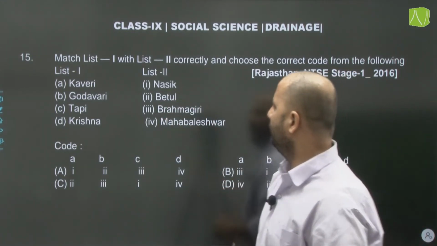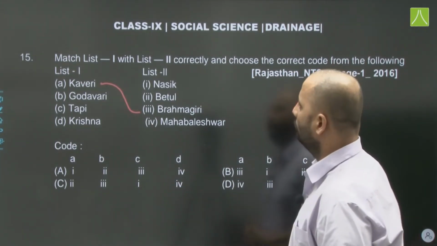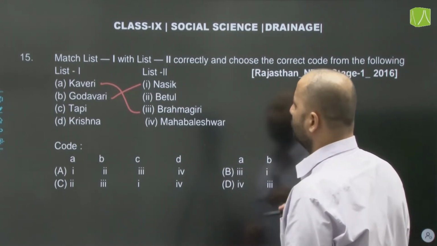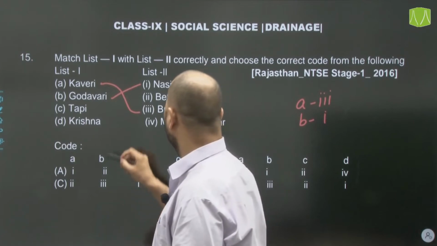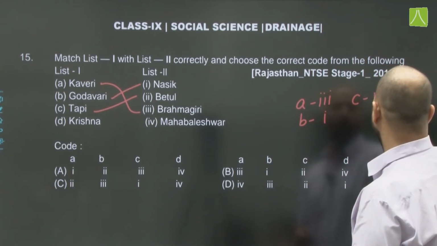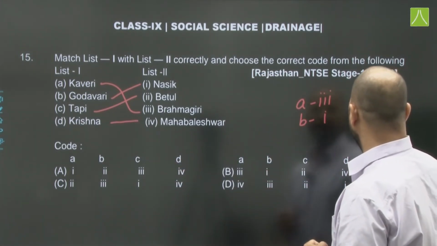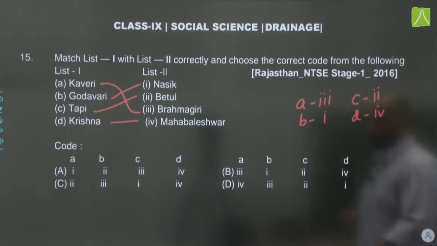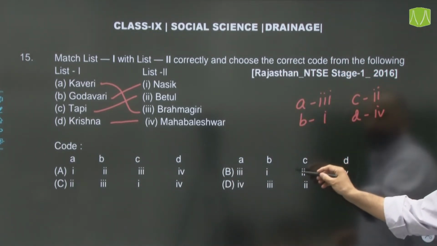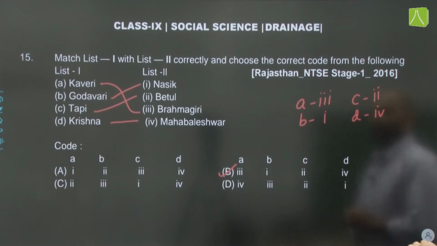matching this list. First of all, Kaveri. Now Kaveri river is from Brahmagiri, that is A is 3. Godavari has its origin from Nasik, so B is 1. Tapi river has its origin in Betul, Madhya Pradesh, so C is 2. And lastly, Krishna originates from Mahabaleshwar, so D is 4. So if you can find out the option here, A3, B1, C2 and D4. So option number B here will be the correct answer for this question.